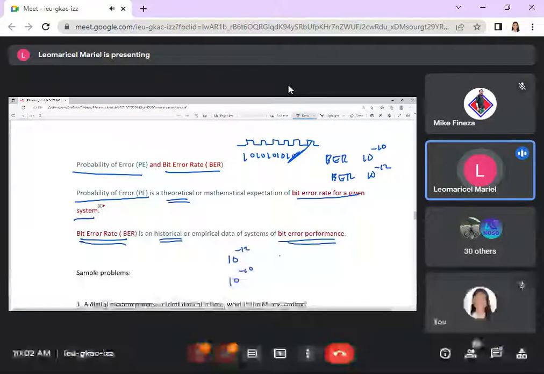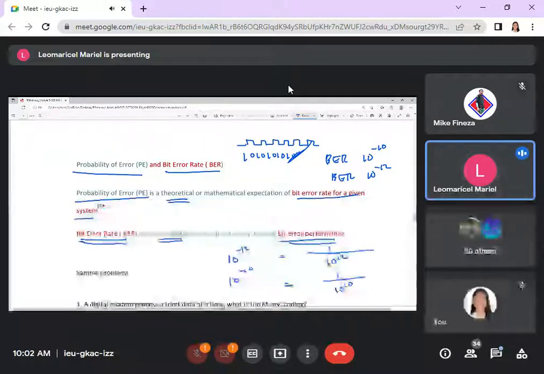Ibig sabihin nito, magkakaroon ka ng isang error on the data transmission na 10 to the negative 12. Di ba? Parang ganun yan. Then magkakaroon ka ng isang bit error if you have 10 to the 10 na bits. Ibig sabihin nun, ganito karami ang data ko na itatransmit para ako magkaroon ng error na isang bit. Tapos ganitong data na itatransmit ko para magkaroon ng isang error na bit. So, mas mataas na exponent dito, yun yung mas maganda kasi mas less yung error.